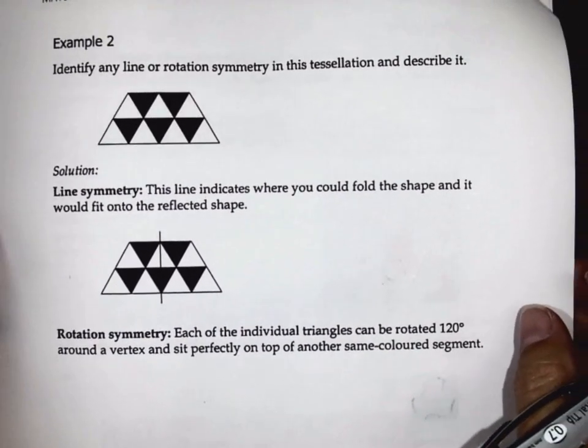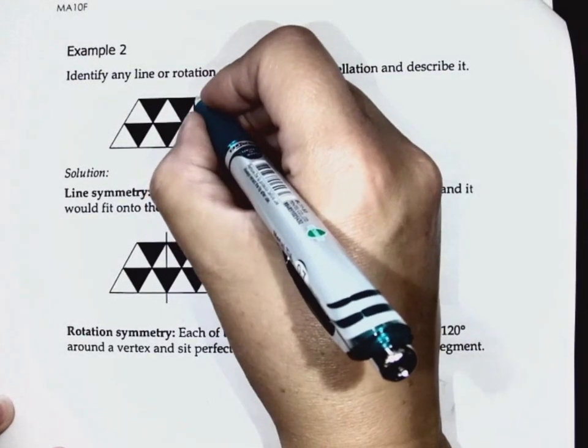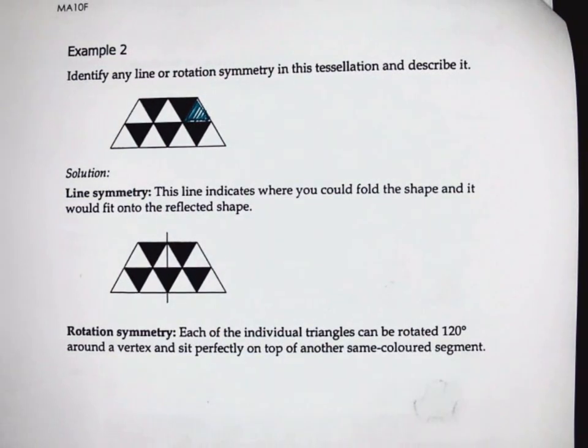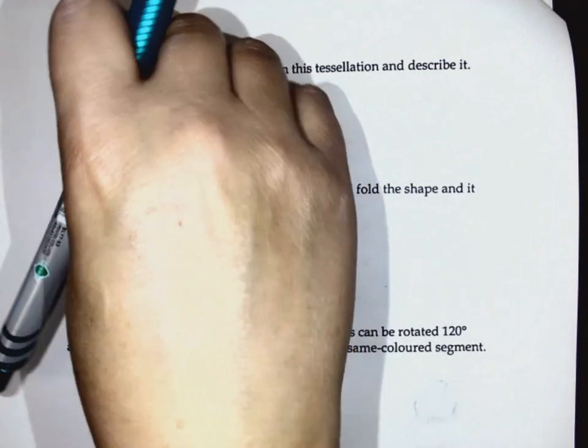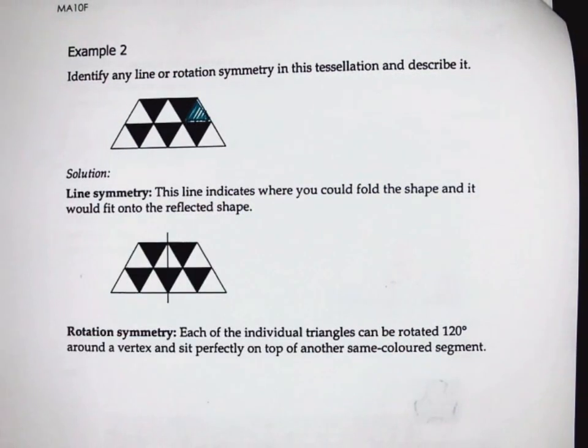Okay, last example. Identify any line or rotational symmetry and describe it. So if we look at the individual triangles, we got lots of things. These are equilateral triangles. So we would have 3 rotations in each triangle. But if we look at it as a whole, we can't rotate this at any point. Like if we rotated the entire shape, we're going to have no times where it repeats on itself.